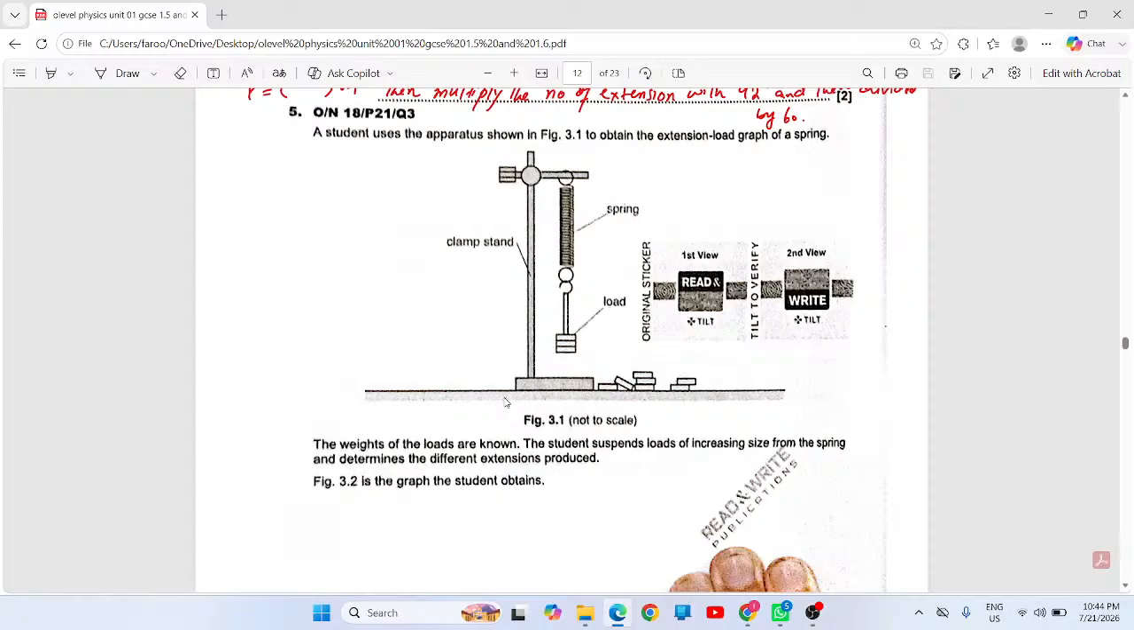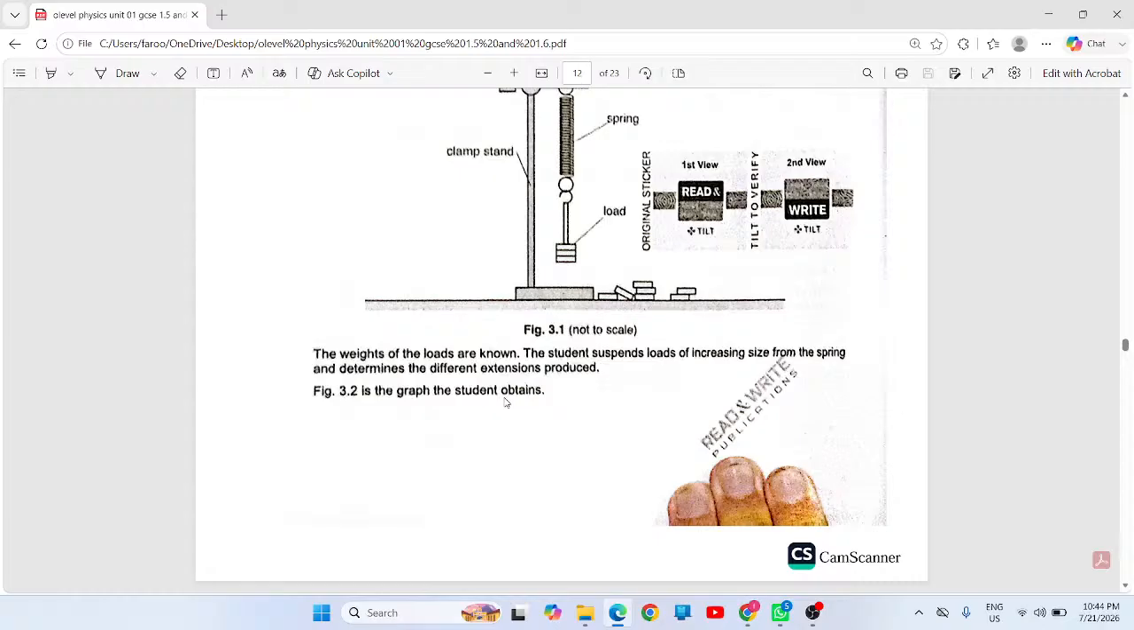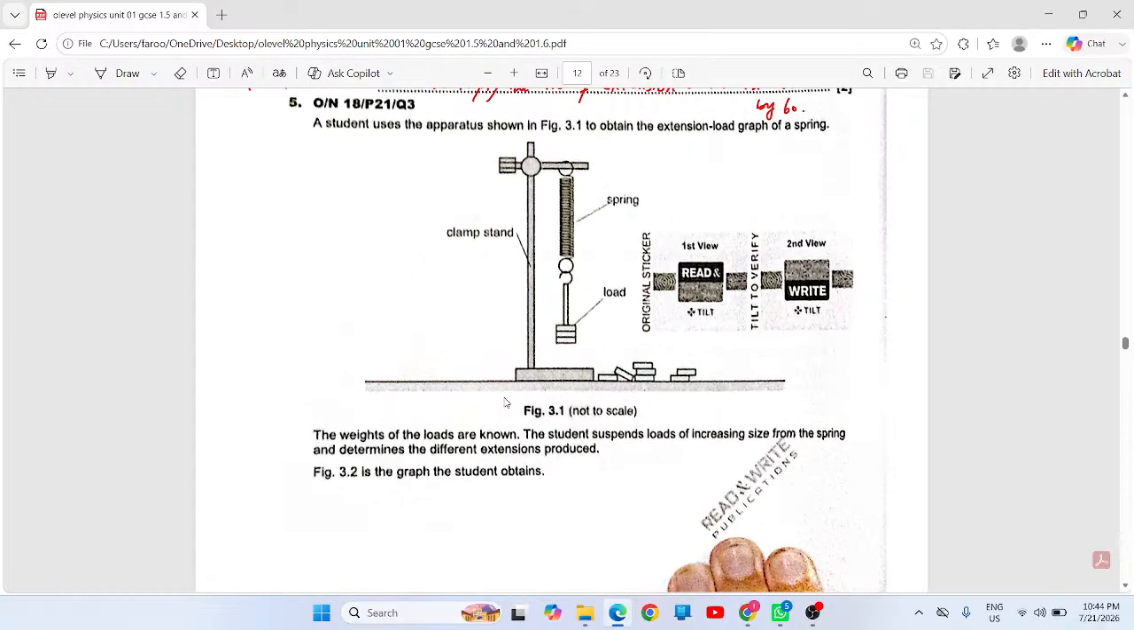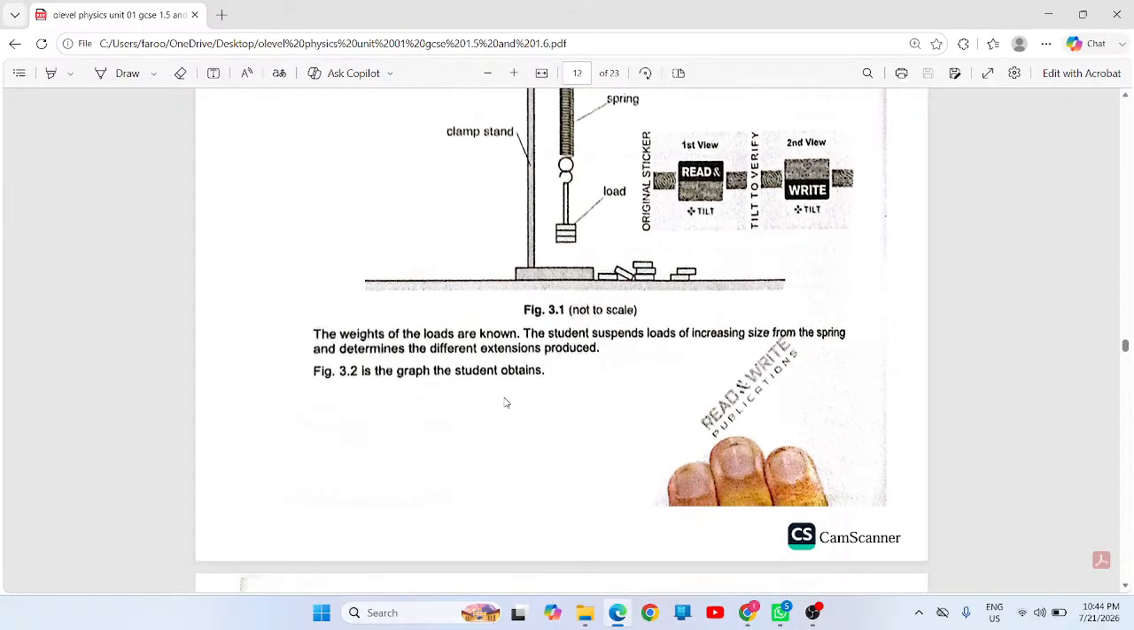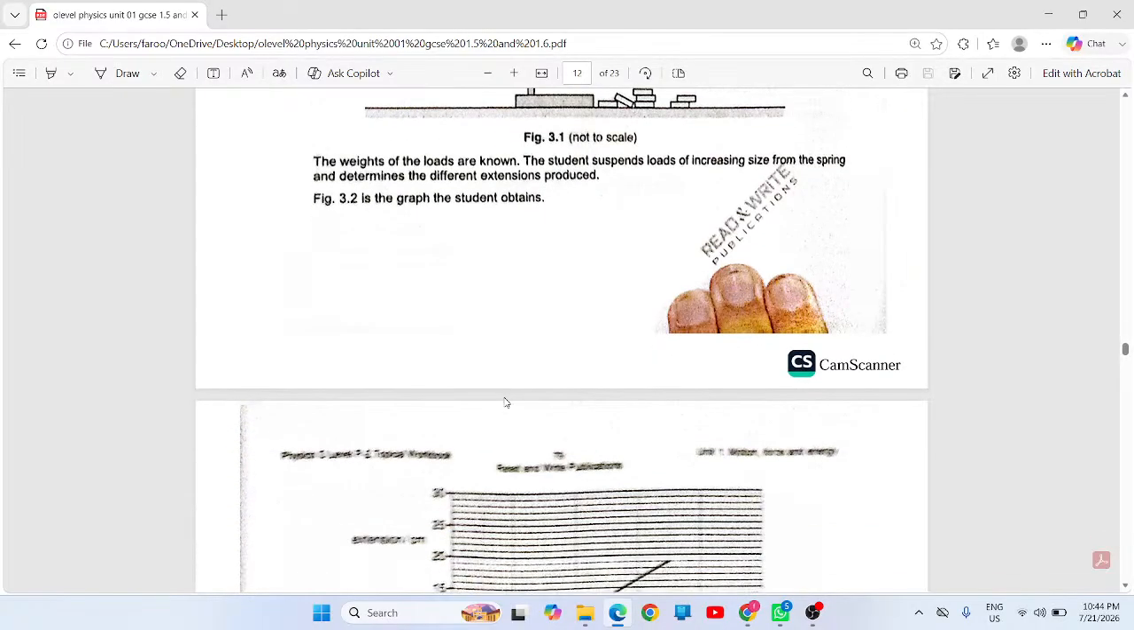So question number 5. A student uses the apparatus shown in figure 3.1 to obtain the extension-load graph of a spring. The weights of the loads are known. The student suspends loads of increasing size from the spring and determines the different extensions produced. Figure 3.2 is the graph the student obtains.